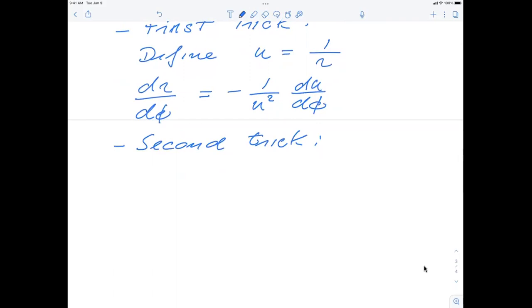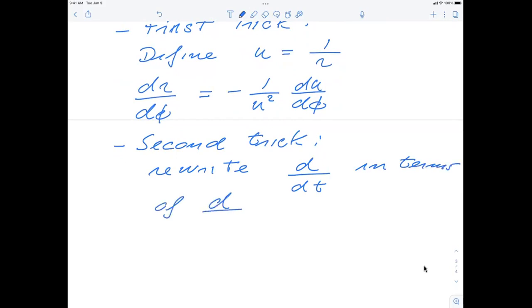So what we need to do now is to rewrite the time derivative, because we are taking the derivative of the radius, or R. We need to rewrite that in terms of d phi here. So I want a solution in terms of phi. And we know how to solve for phi as soon as we have the expression for r.